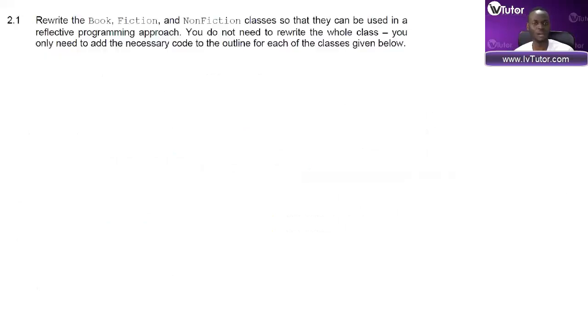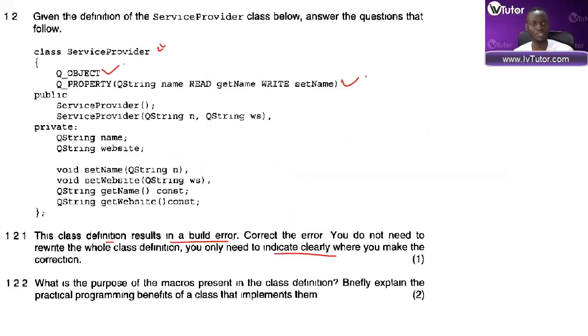How does it look like? Oh, and if you look here, here's your constructor of service provider. And indeed, it takes two QStrings, one called N, the other one called WS. We don't know what N is or WS is, but if we then look at the stuff under private, we can easily conclude that, oh, N is the name and WS is the website.